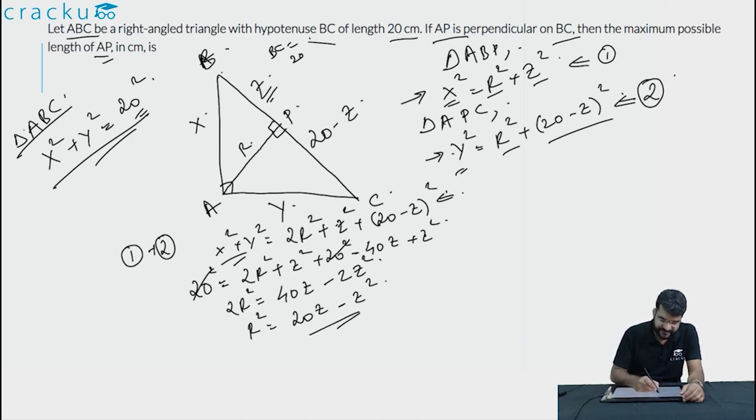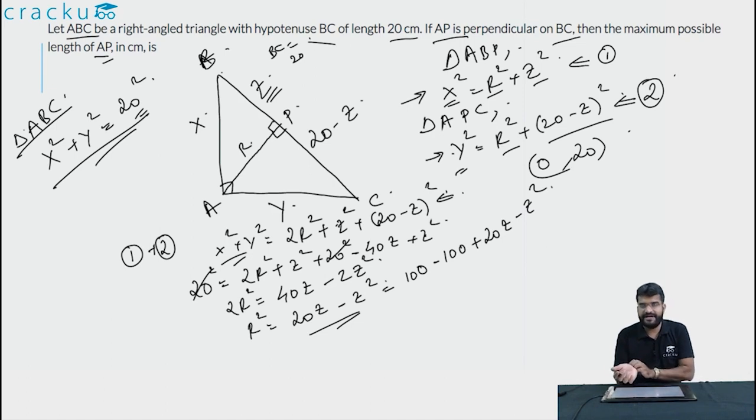The value of z can vary from 0 to 20, and we try to maximize r square. You can do this in multiple ways. One of the ways that I do most often is by completing the square. So 20 minus z whole square, I'll add and subtract 100 from both sides. This is equal to 100 minus 100 plus 20z minus z square. The reason I am adding and subtracting 100 is because I want to complete a perfect square.